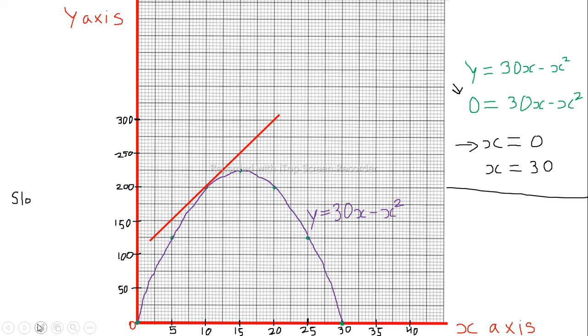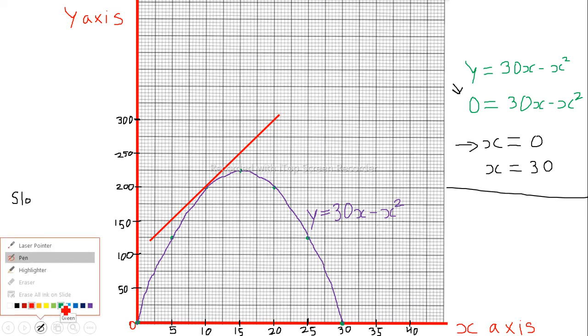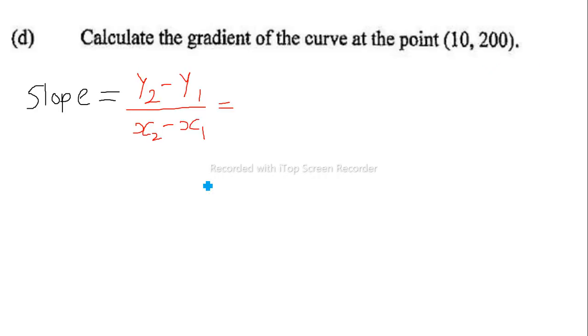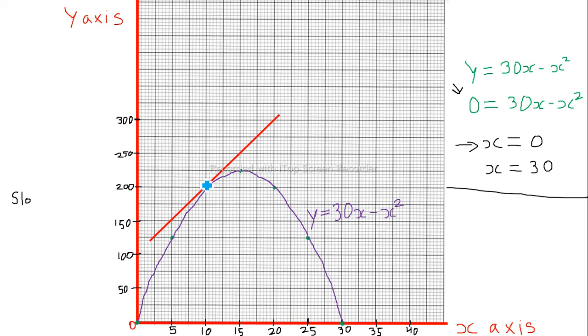You have to be very wise in choosing your points now. You always have to put Y2 first. So the first point that we're going to use, remember, we need 2 points for this. The first point that we're going to use is this point, the point 10 and 200, this very same one.